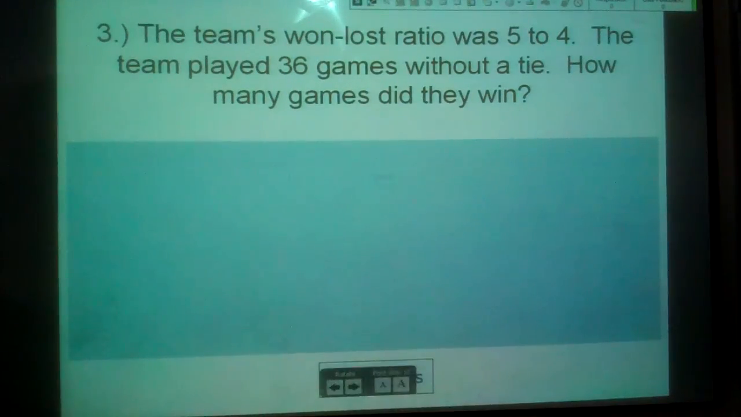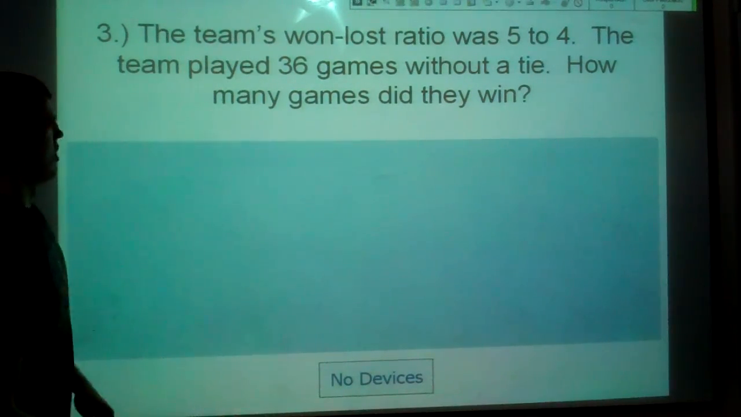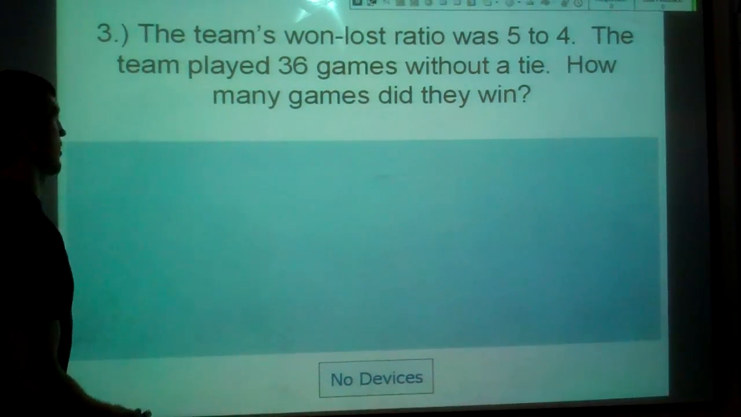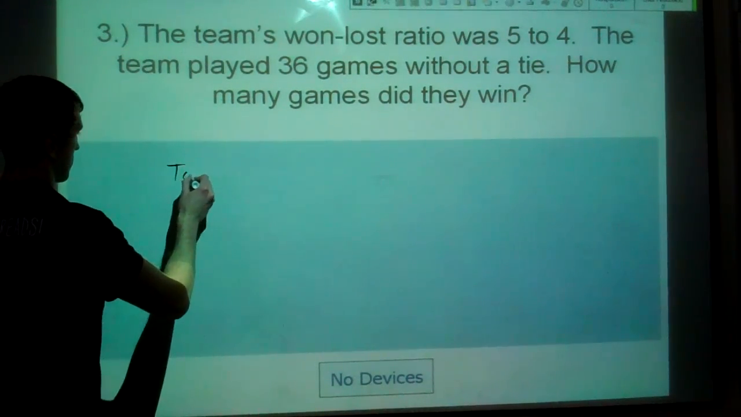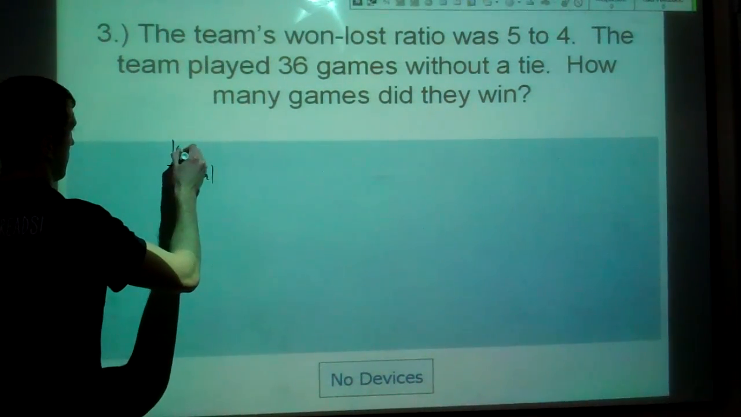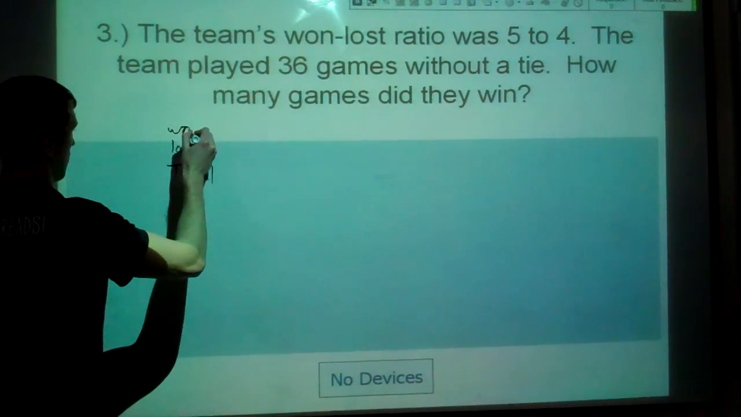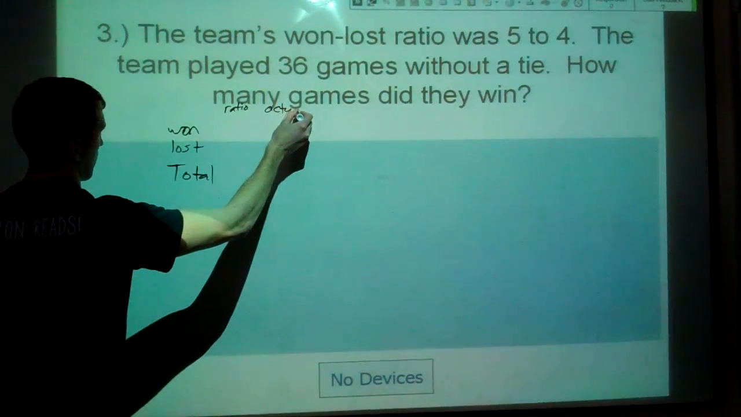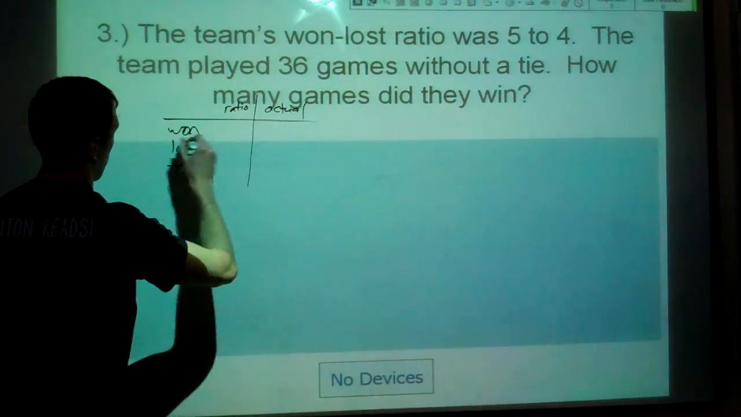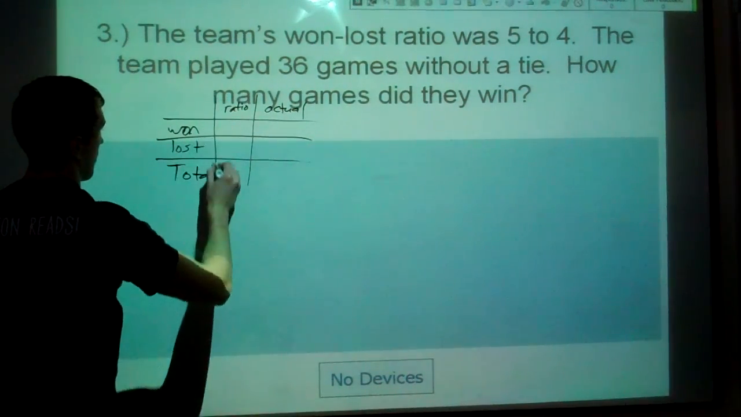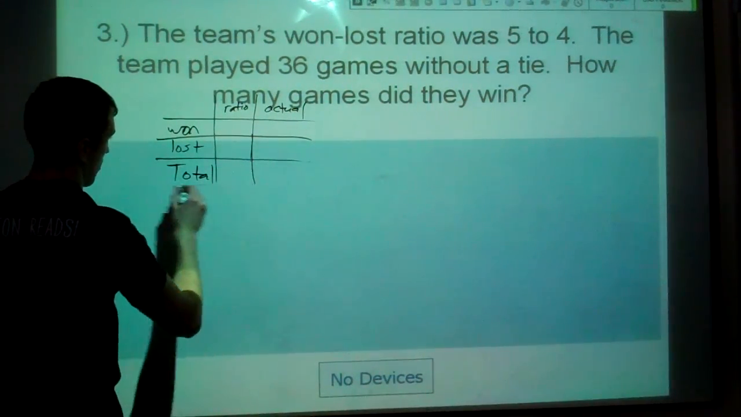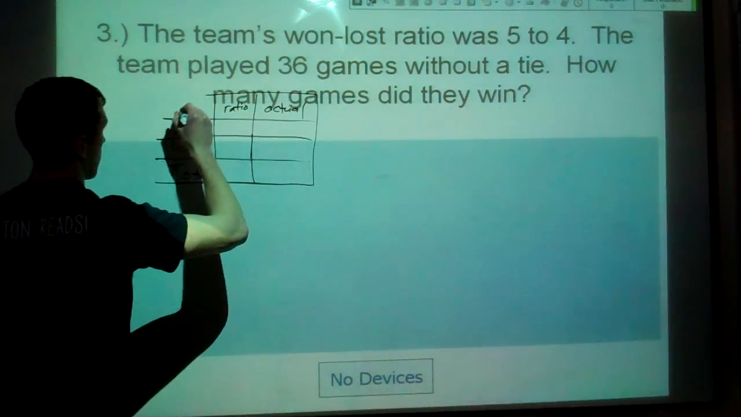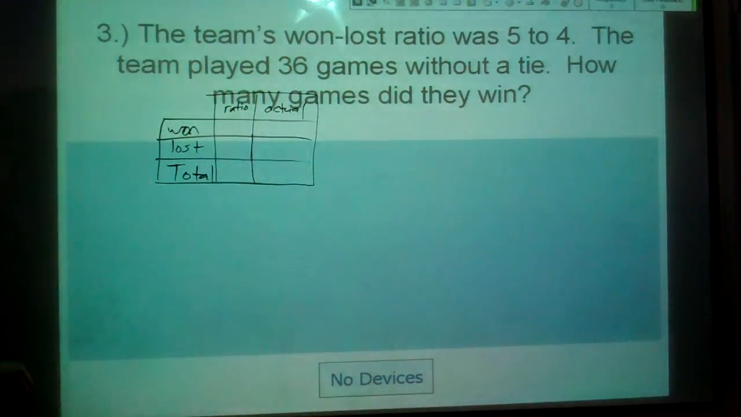Number 3, ratios. The team's won-loss ratio was 5 to 4. The team played 36 games without a tie. How many games did they win? Alright, 36 represents the total number of games they played. So we want a little ratio box: won, lost, total, ratio, actual. Kind of sloppy, but it works.